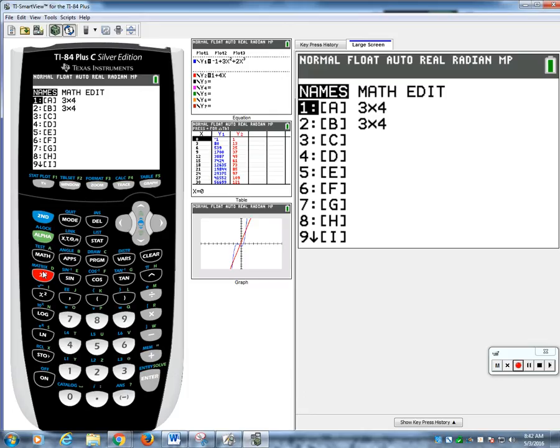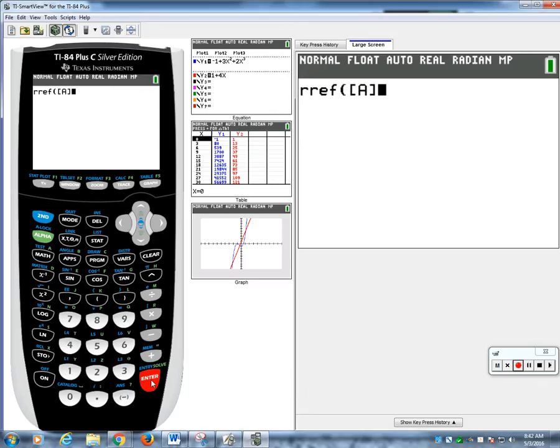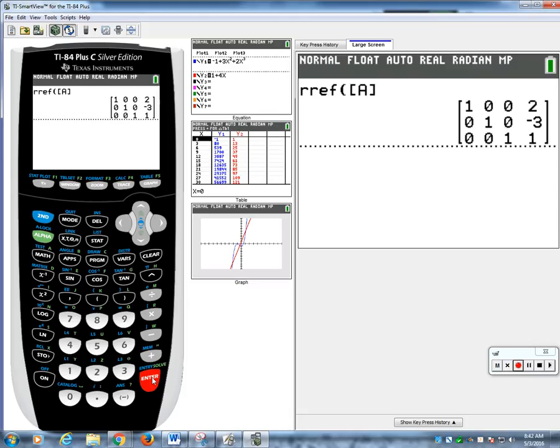Then if I go second matrix A, and then hit enter, now it'll give me the thing, okay? So x equals 2, y equals negative 3, and z equals 1. That doesn't make sense because 0, 1, 0 is not equal to negative 3. But this first column is the x's. The second column is the y's, and the third column is the z's.